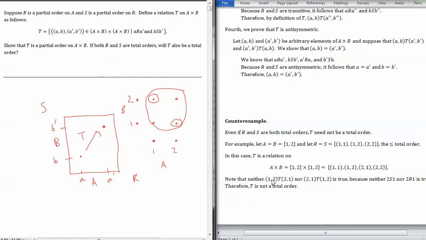Right, so in order for this to be true, in particular, looking at the second coordinates, you would need to have 2 S 1. But (2, 1) is not in S, and for the other order, you would need 2 R 1 from the first coordinates, but the ordered pair (2, 1) is not in R, okay? So that is why, even though we do have a total order on each axis, we do not have a total order on all the ordered pairs in their Cartesian product. All right, that does it.